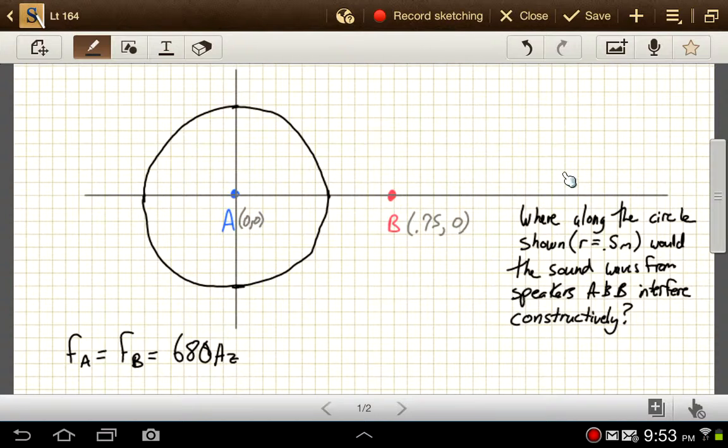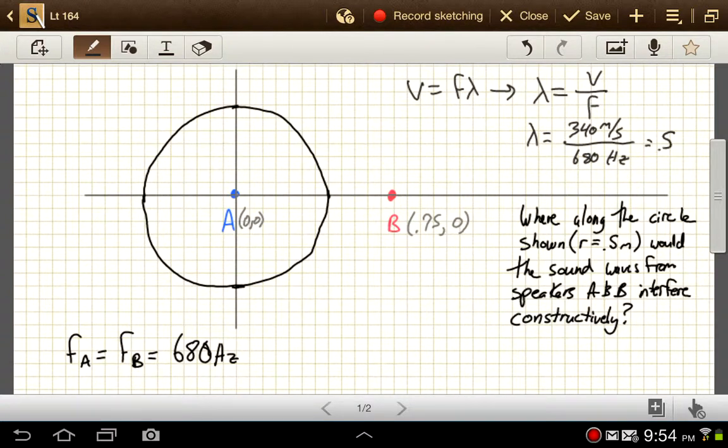So we know that v equals f lambda. This means that lambda, the wavelength, is equal to the speed divided by the frequency. And here we're talking about sound waves, so the speed is 340 meters per second. The frequency is 680 hertz. So our wavelength is 0.5 meters.